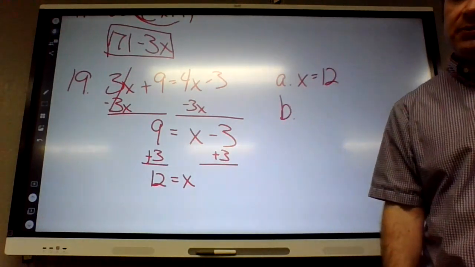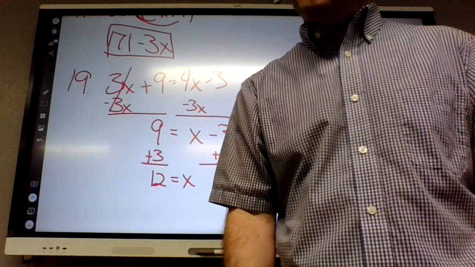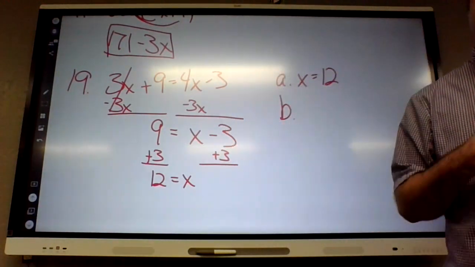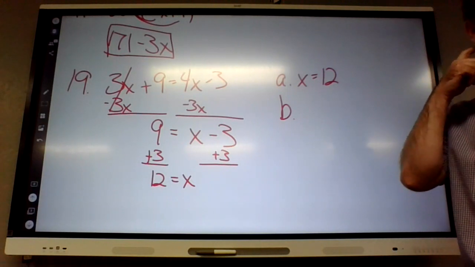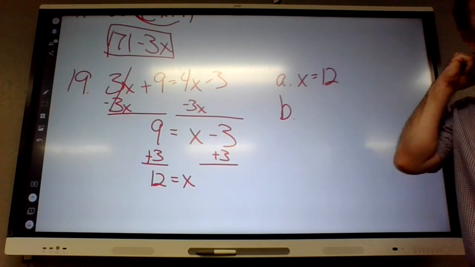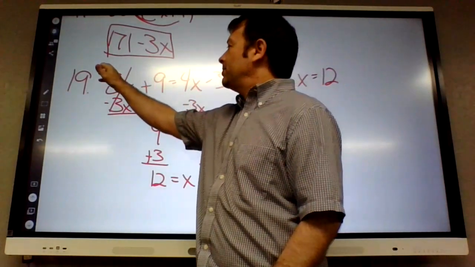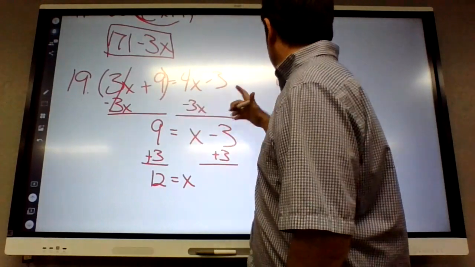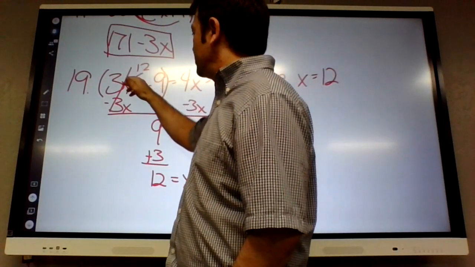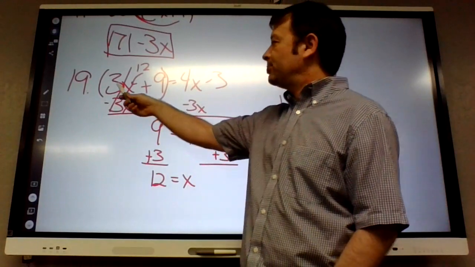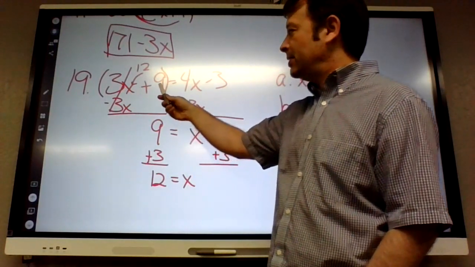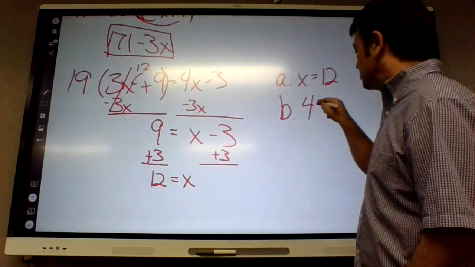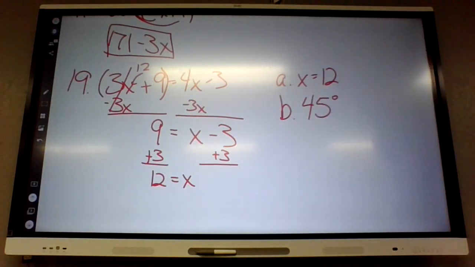The B question was, what's the measurement of angle 5? So how do we find angle 5? You just plug it in. This thing right here is what they said angle 5 was equal to. So if we know x is 12, we just need to plug in 12 right there. So 3 times 12 is 36, plus 9 is 45.